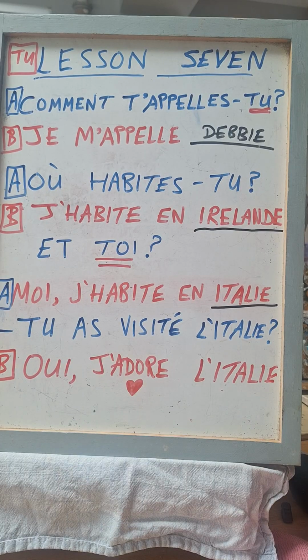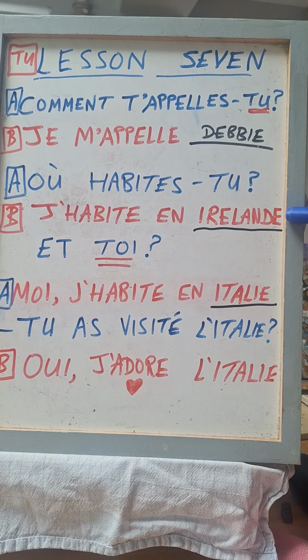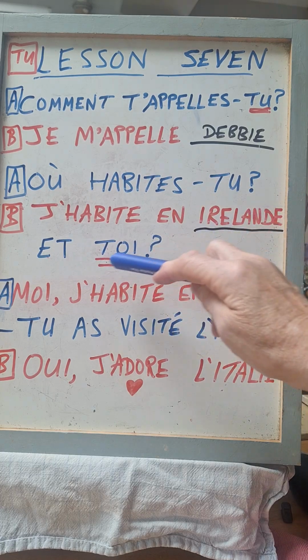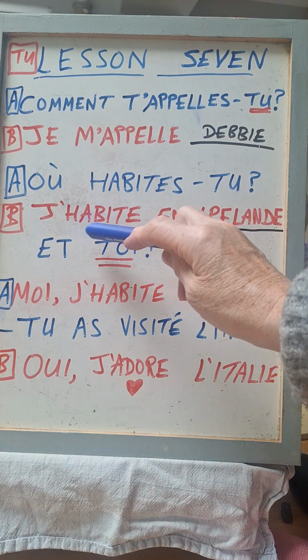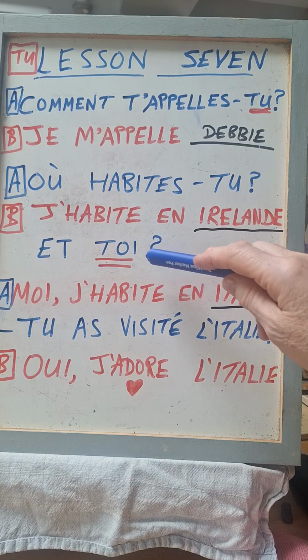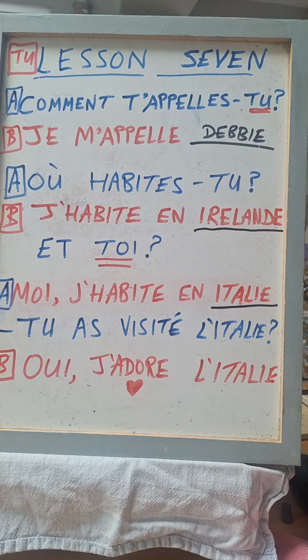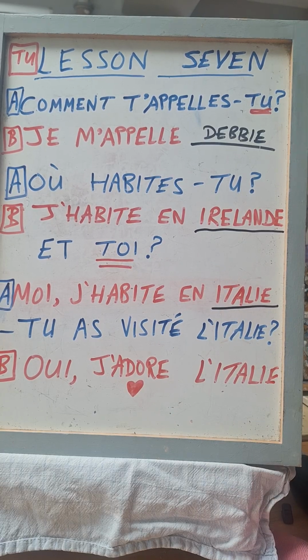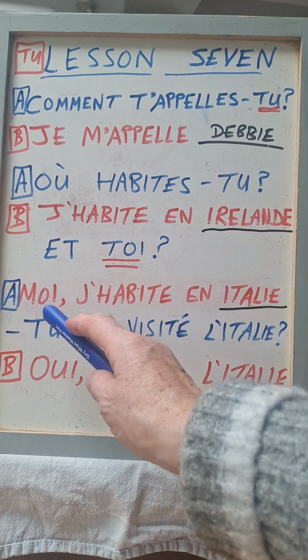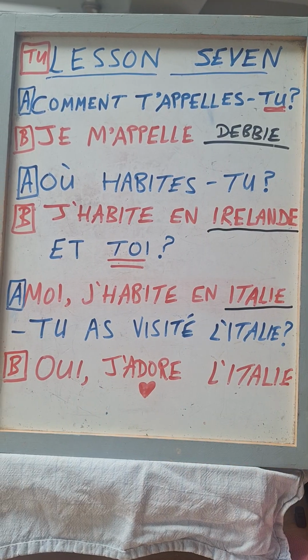Person B is going to answer, J'habite en Irlande. Et toi? So they're saying, I live in Ireland. And you? What about you? So in a question, when you're meaning what about you, we use toi. And then person A. Moi, j'habite en Italie.